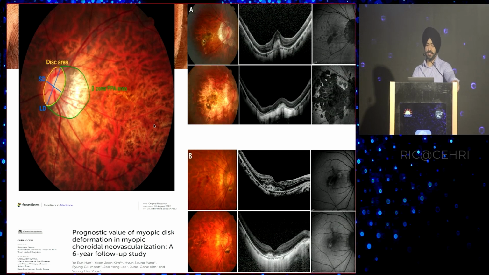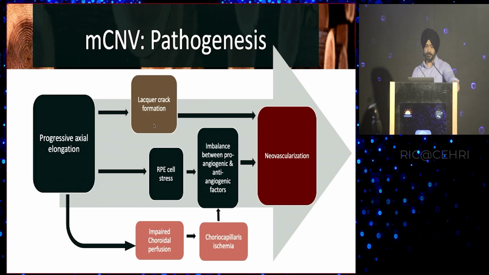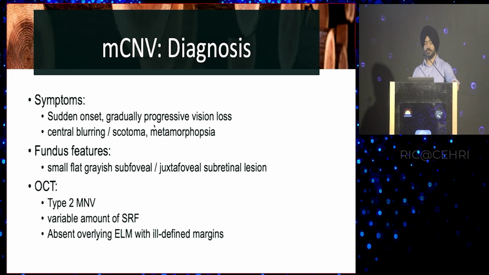This is one of the recent papers talking about parapapillary atrophy and the ratio of beta zone to the disc area, saying that this is probably a significant factor for increasing myopic maculopathy and myopic neovascularization. So we know about the mechanical stress and the hemodynamic theories, which start with progressive axial elongation and end with neovascularization.